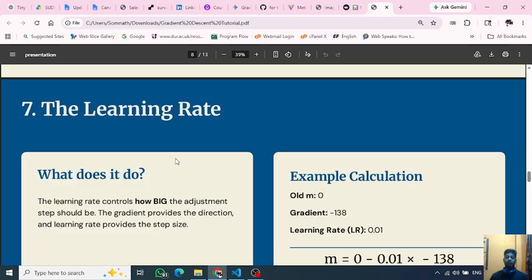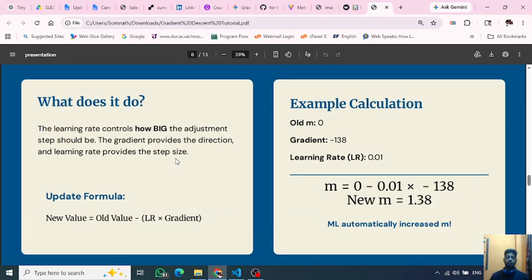Now we have to take care of the learning rate. What is it? The learning rate controls how big the adjustment step should be. Gradient provides the direction and learning rate provides the step size. That means if you are on top of a hill, every step you take is the learning rate, and the direction in which you will walk is the gradient.